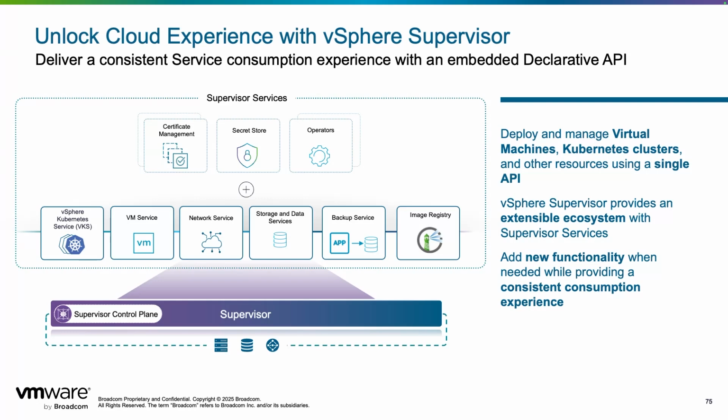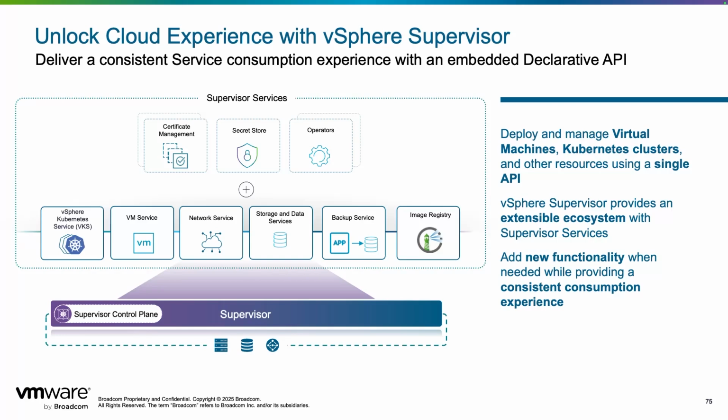On enablement, it provides a set of core supervisor services, which include the VMware Kubernetes Service, VKS, which allows customers to deploy and manage fully conformant Kubernetes clusters, the VM Service, which allows customers to deploy virtual machines using desired state, the Networking Service, which allows customers to deploy load balancers on demand, and Storage and Data Services, allowing customers to deploy persistent volumes on demand.